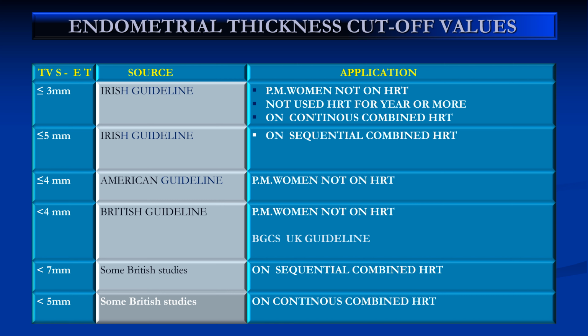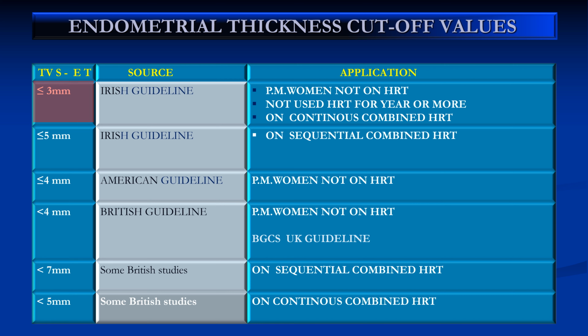It is very important. The second thing I mentioned here is the cutoff value for endometrial thickness according to the Irish guideline, American guideline, British guideline, and the British studies. In my slide, I mentioned the cutoff value below which the risk of malignancy is less than 1%, and above it, we need further investigation. So you will have a look at these values. I will start with the Irish guideline.